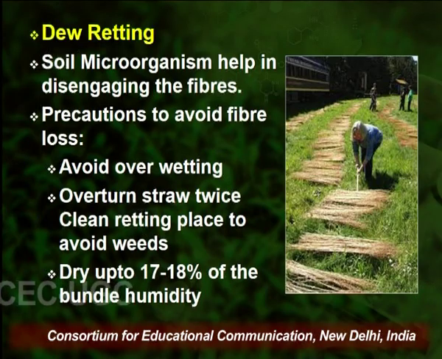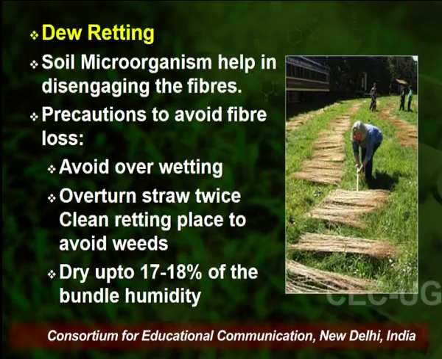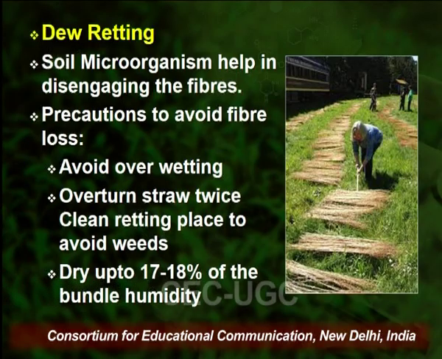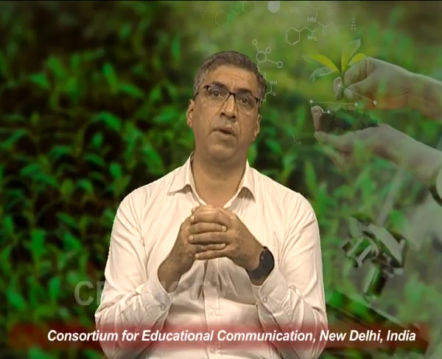Dew retting is generally considered for fibers which have low lignification content, and the environmental conditions include low humidity and high temperatures. There are certain precautions one has to take while performing dew retting in order to prevent loss of the yield. Over wetting or fibers which have high moisture content should always be avoided for the dew retting process, because this will lead to fungal growth on the straws that will have an impact on the quality of the fibers.